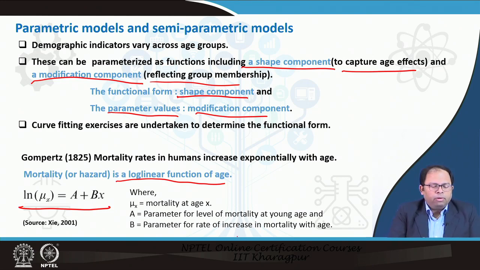That is how our particular relationship is being defined, and a and b are the parameter values which are modified as per the age group. That means for young people their mortality is less. So, the a value could be a fixed value, and then the b value will change with that particular age group.